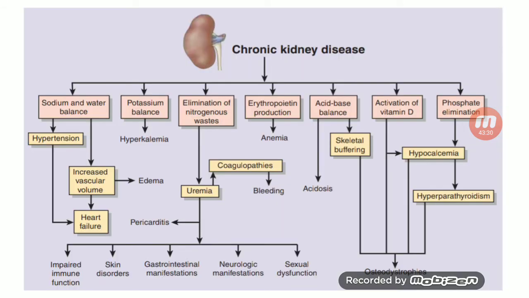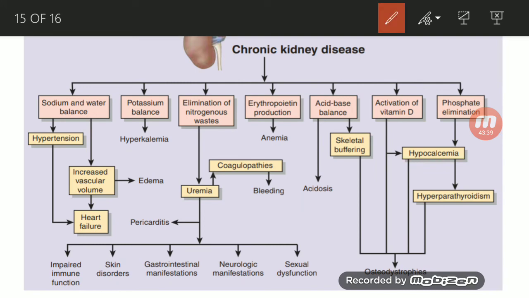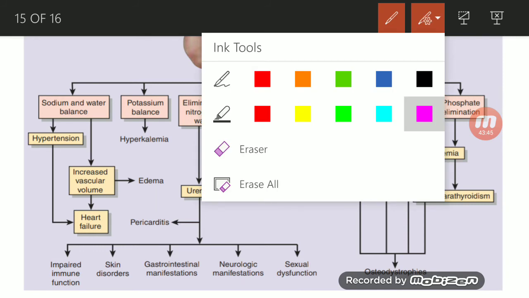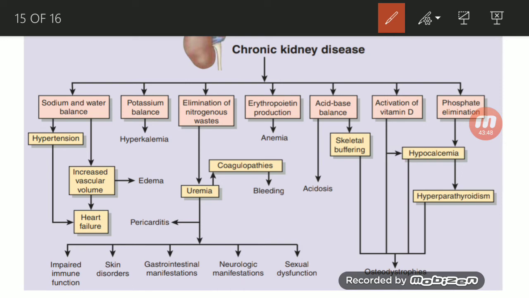What are the clinical manifestations of your chronic renal failure? So let's see the clinical manifestations of chronic renal failure. In case of chronic renal failure, since there is increased amount of angiotensin, and since there is reduction in the flow of urine, there is always going to be hypertension. This hypertension is going to cause heart failure.